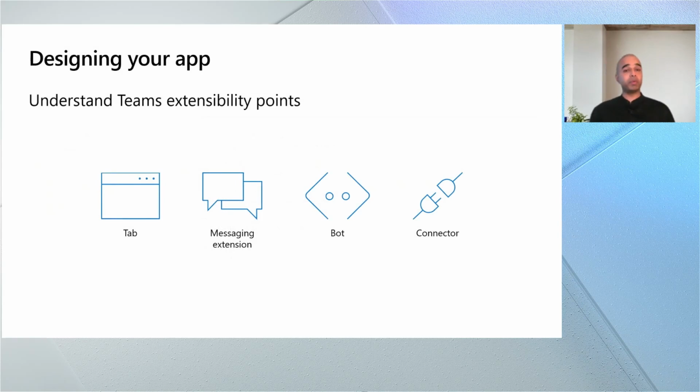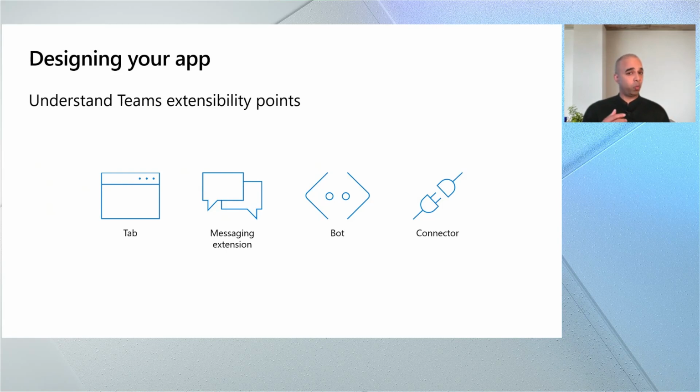Before we really start building out an app, I'd like to hit pause right now and talk to you a little bit about designing your app. To design your Teams app, it's really important that you first understand the extensibility points, or the capabilities, that Teams allows your apps to inject into the Teams native client. There are 4 extensibility points that I'm going to touch on: tabs, messaging extensions, bots, and connectors.